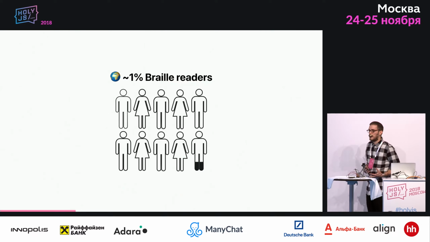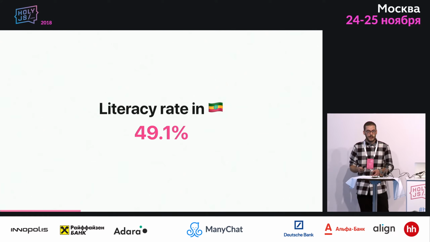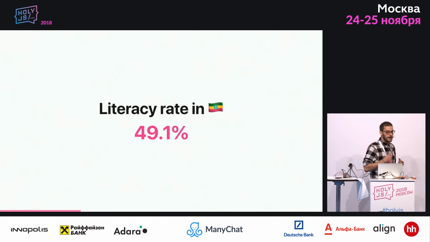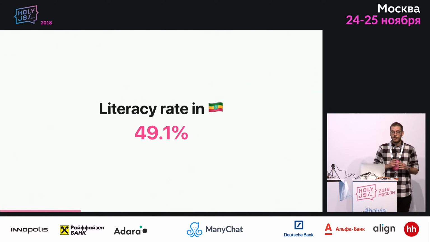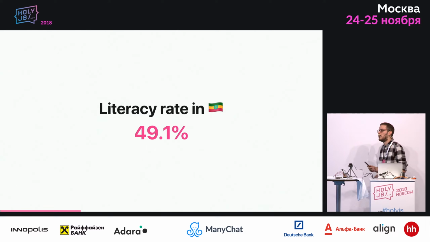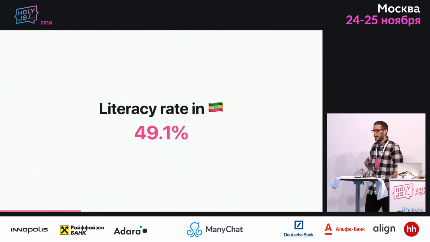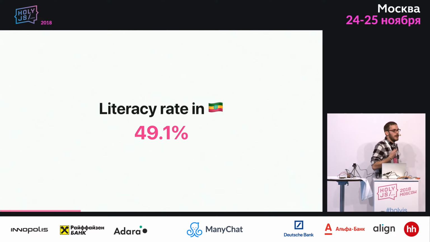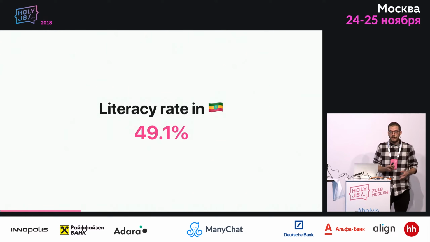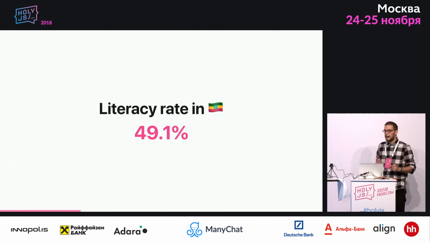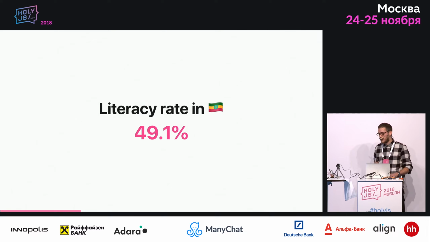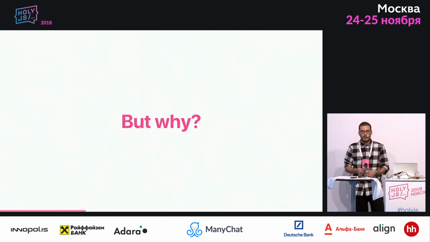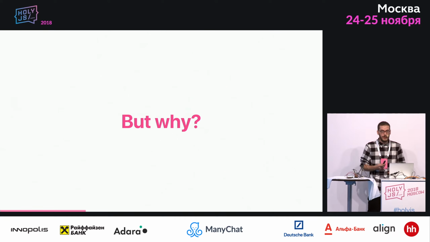Just to give you a perspective about how low this number is, I'm going to compare these numbers against the literacy rate in Ethiopia, one of the poorest countries in Africa. In Ethiopia, 1 out of 2 people is capable of reading and writing. The most important factor about this slide is that, as we speak, literacy rates are increasing all around the globe, but still, Braille literacy rates are stuck since the 70s. So we have to wonder, what's really the problem with Braille readers?